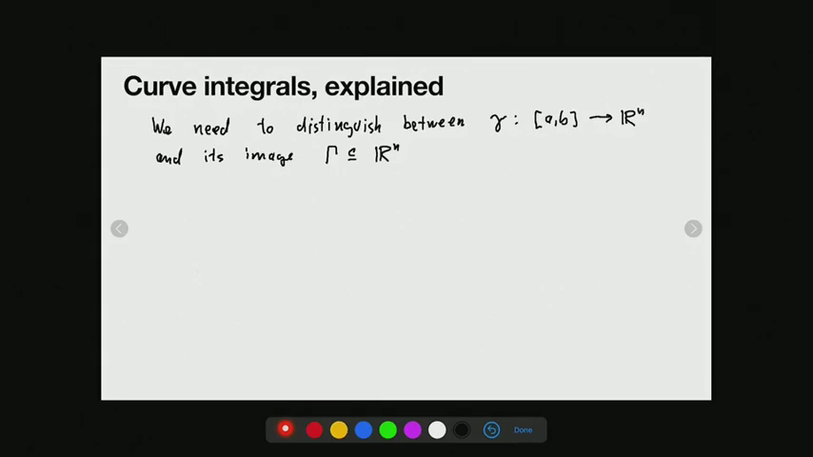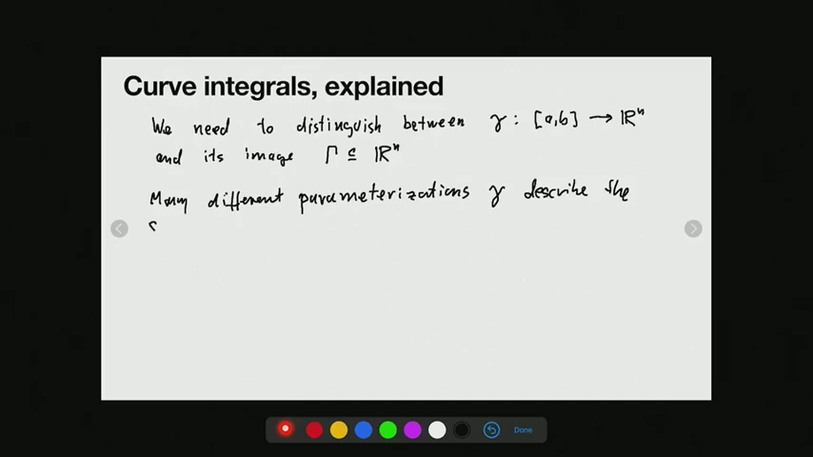And generally speaking, there are always many different parameterizations for each curve. We call them all gamma, and they describe the same geometric object. They describe the same geometric curve.